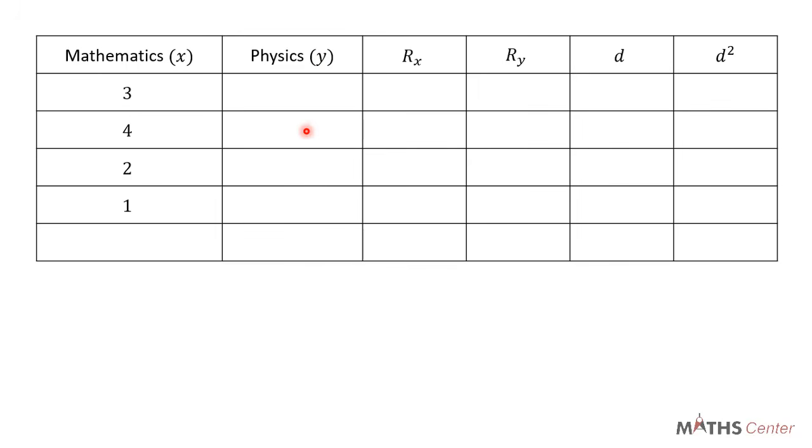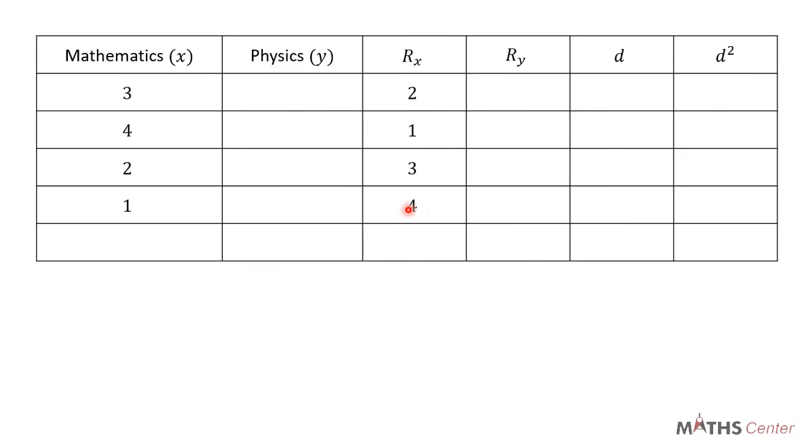I'm going to clean the physics values so that we can concentrate on the mathematics. When we look through the mathematics values, the highest is 4, so that will have a rank of 1. The next one after that is 3, so that will be number 2. The next is 2, so that will be number 3. And the last place is 1, and that will be number 4.